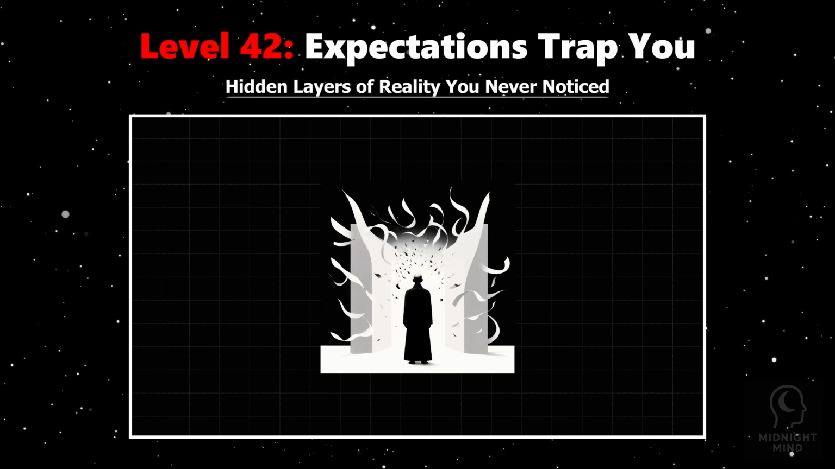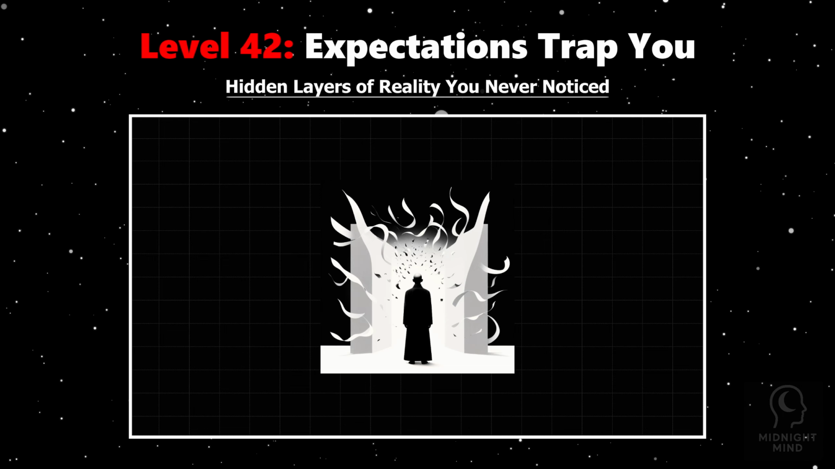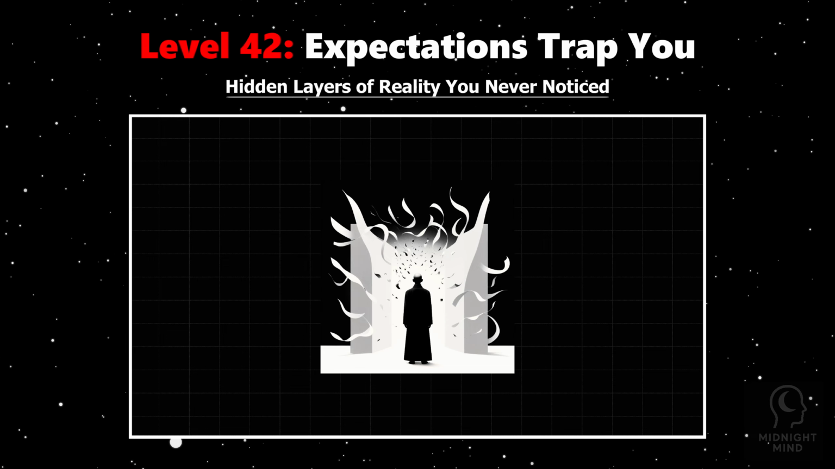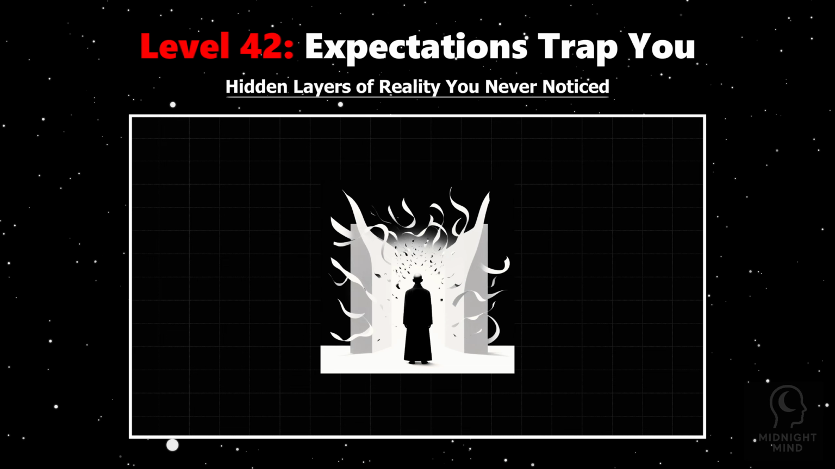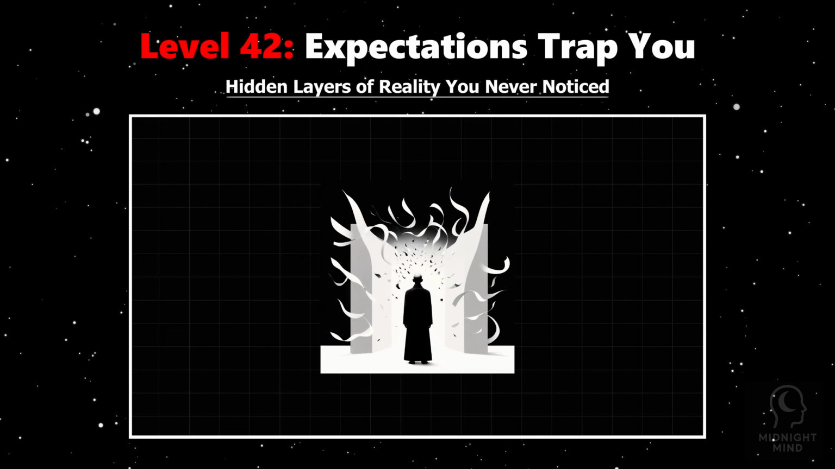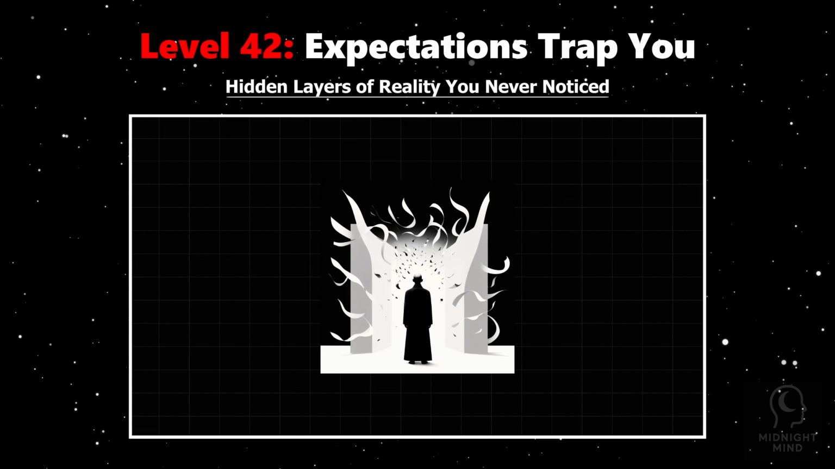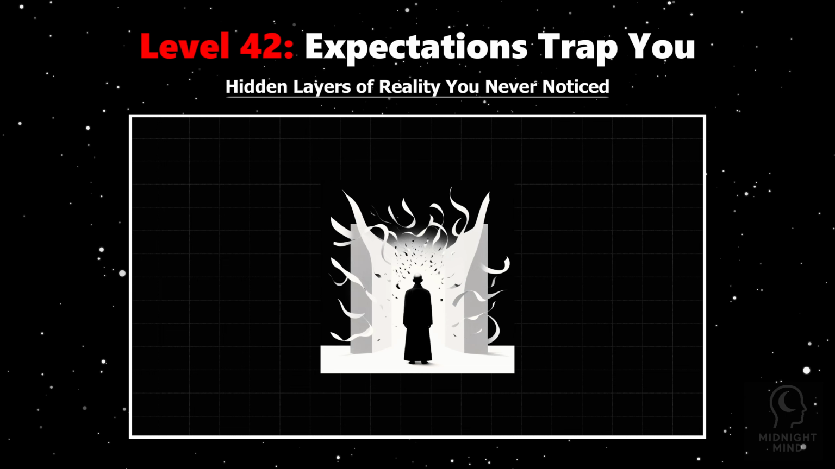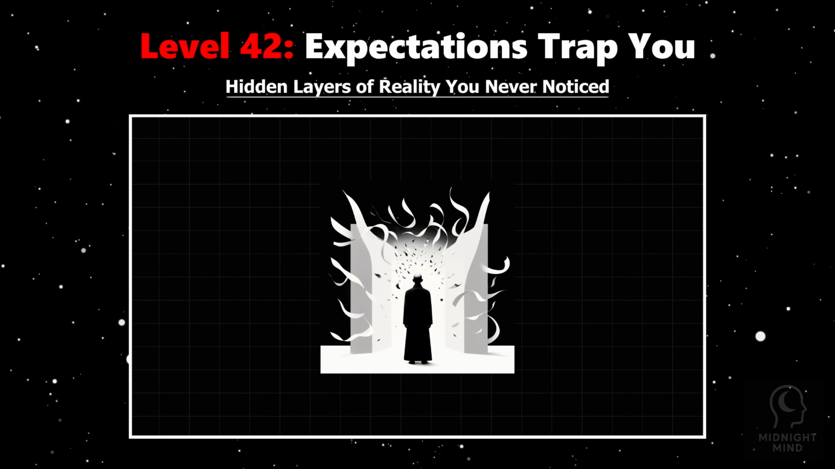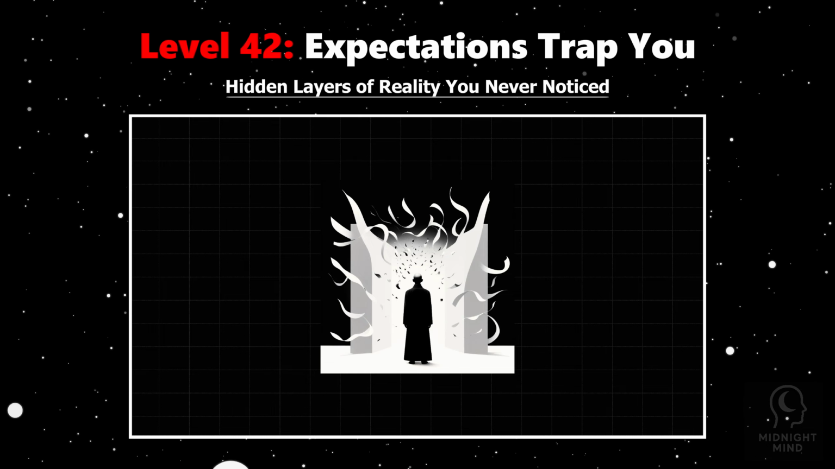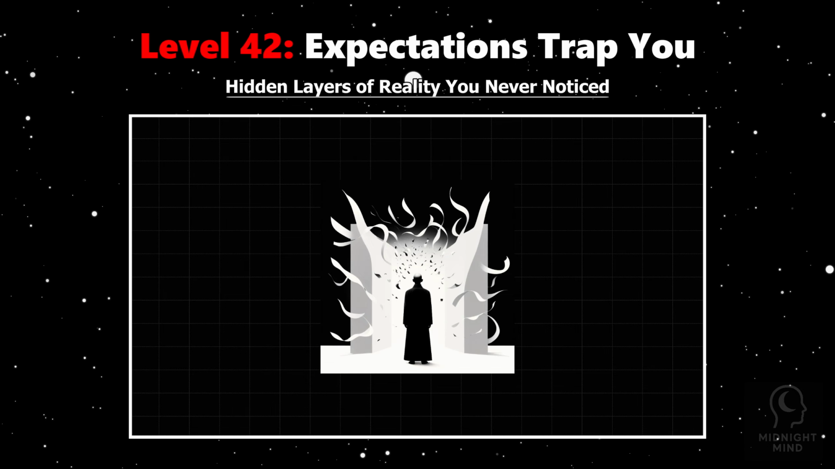Neurologically, the brain's predictive coding system constantly models others' expectations, guiding your responses to reduce social friction. This means your behavior is not entirely free, but choreographed by invisible social contracts. So, expectations are powerful architects of your reality, framing your actions and limiting freedom, even when no words are spoken. Understanding this trap is the first step to reclaiming authentic expression beyond others' silent scripts.